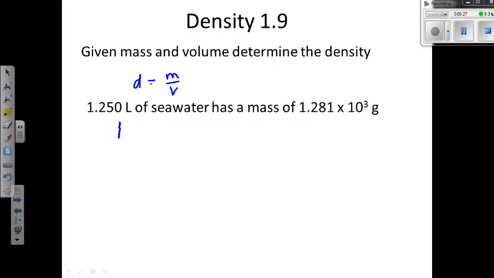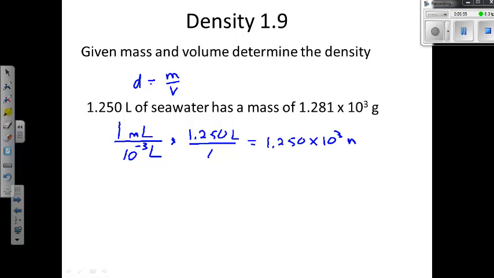So I know that 1 milliliter, milli is 10 to the minus third liters, right? So milli, m, is the same as 10 to the minus third, right? That's metric prefixes. So that's why I have to know the metric prefixes. And I'm given 1.250 liters. So I can do this conversion with dimensional analysis. I get 1.250 times 10 to the third milliliters. All right? Liters cancel out, and dividing by 10 to the minus third is the same as multiplying times 10 to the third. A little bit of work with exponents there.